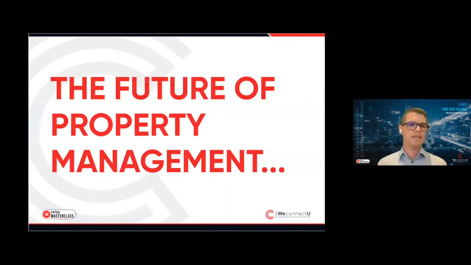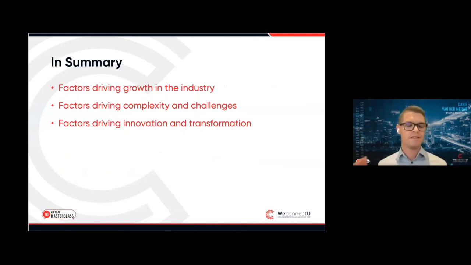So, just key takeaways: the future of property management. In summary, as we look at PESTLE for property management, there are definitely, without any doubt, factors driving growth in the industry. We have seen that it's probably in certain segments of the industry, so we do have to take note of that and plan strategically accordingly. Secondly, there are also definitely factors driving complexity and challenges. And lastly, there are also factors driving innovation and transformation, which is really, really exciting.